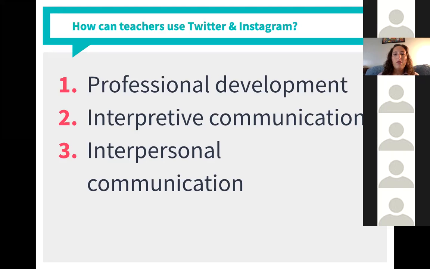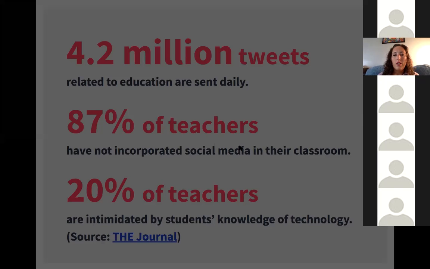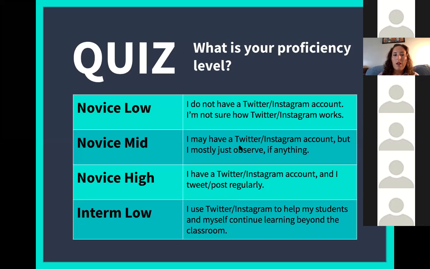Interpretive communication is basically using Twitter and Instagram as an authentic resource. And then interpersonal communication is using Twitter and Instagram as an authentic audience. So that's how I distinguish them. In each of the 3 parts, there's going to be the same setup, novice low, novice mid through intermediate low. And then you can try to figure out just one step that you might be able to try depending on your level, because we all have different levels for this.